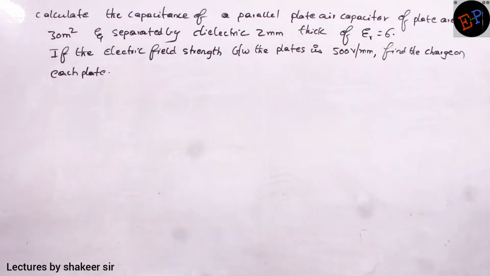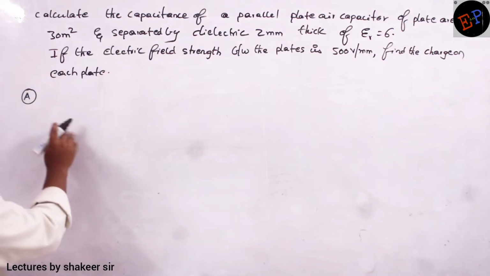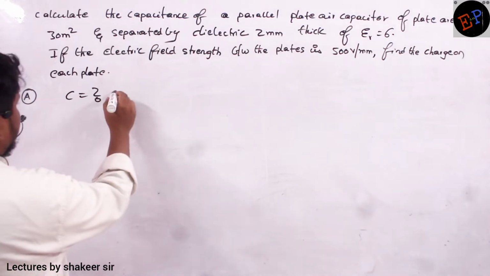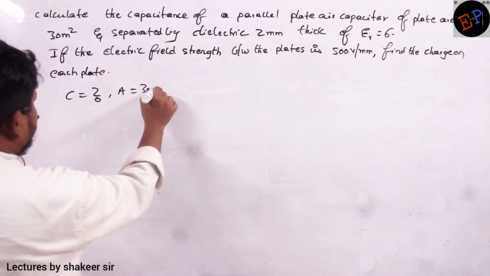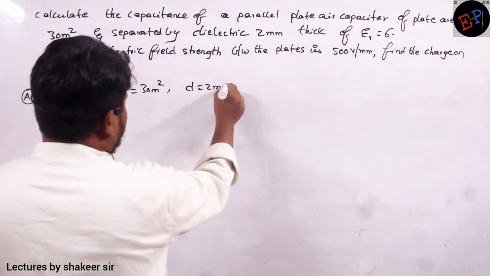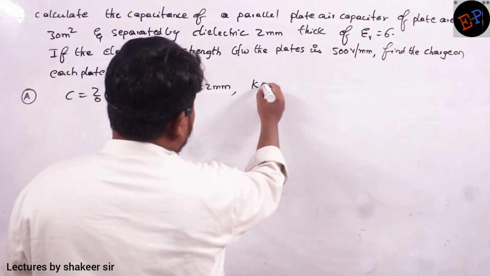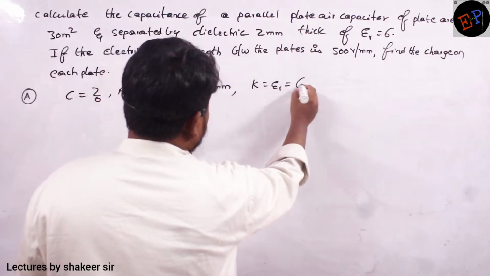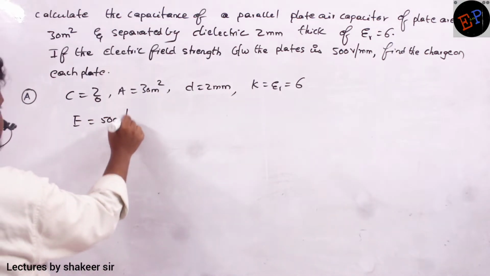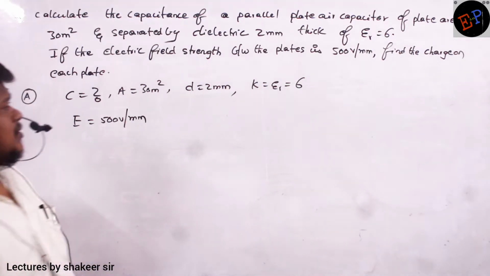So Seema, see this question. Calculate the capacitance of a parallel plate capacitor. So capacitance he is asking us to find out. Plate area is given as 30 meter square. Distance between the plates is 2 mm, because dielectric length is 2 mm. And relative permittivity K value, or epsilon naught R value, is 6. So electric field strength is also given, 500 volts per millimeter. I think it is millimeter only.